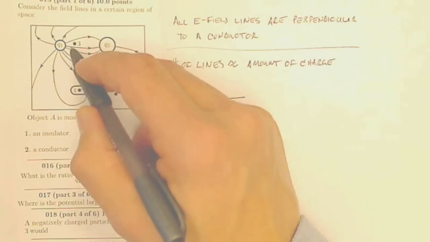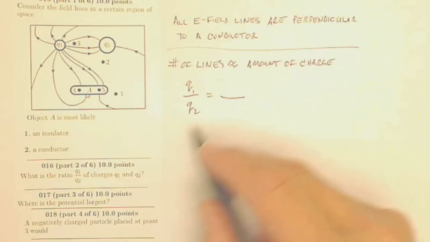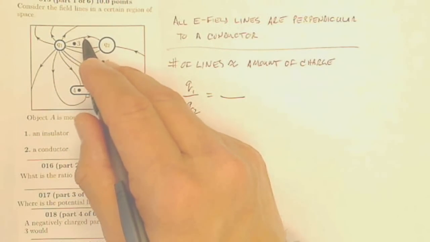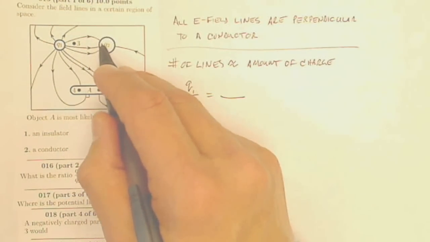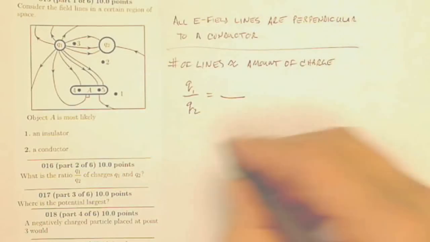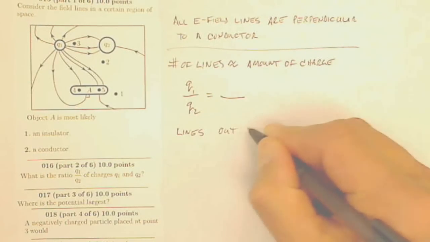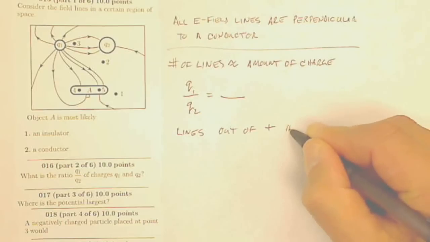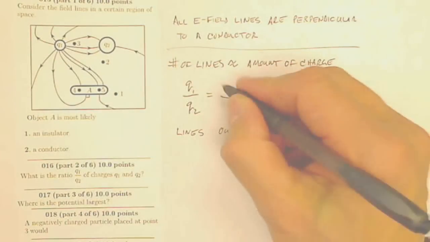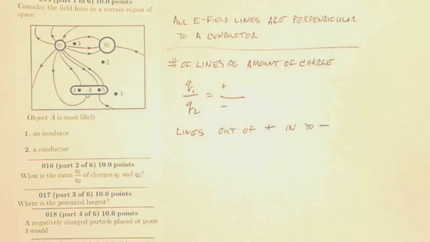Once you do that, you have to pay attention to positives and negatives, because Q1 has lines going out of it and Q2 has lines going into it. I know that electric field lines go out of positive and into negative. So this one has lines going out of it, so this is going to be a positive on the top. This one has lines going into it, so this is going to be a negative on the bottom.